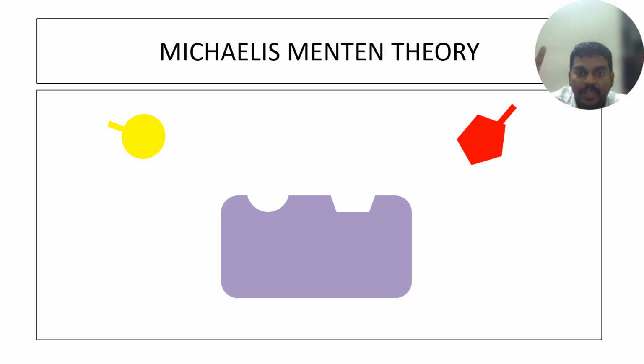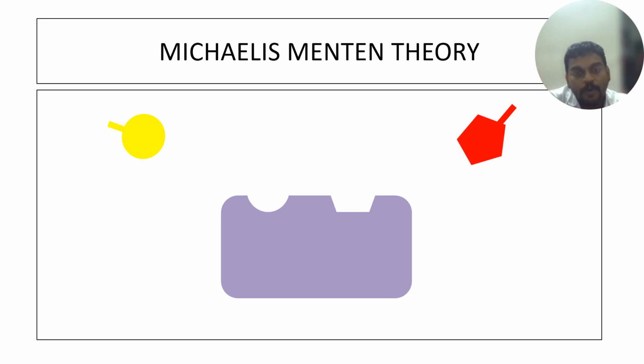What is the first step? You have enzyme and substrate. Okay, second step, the substrate will get attached to the enzyme to form enzyme substrate complex. Third step, the substrate will get converted to form product and the product will be released. Okay, so these are the 3 steps which were explained by the Michaelis-Menten theory.